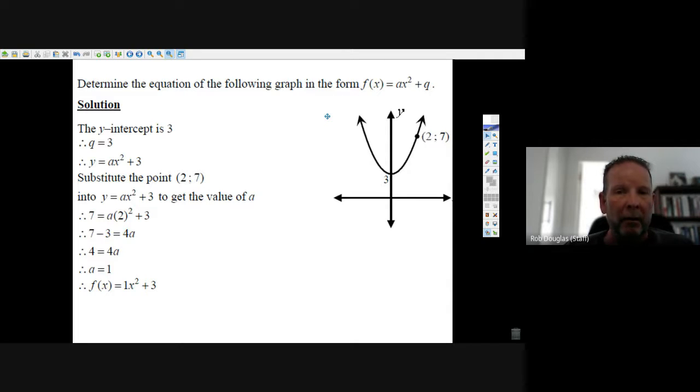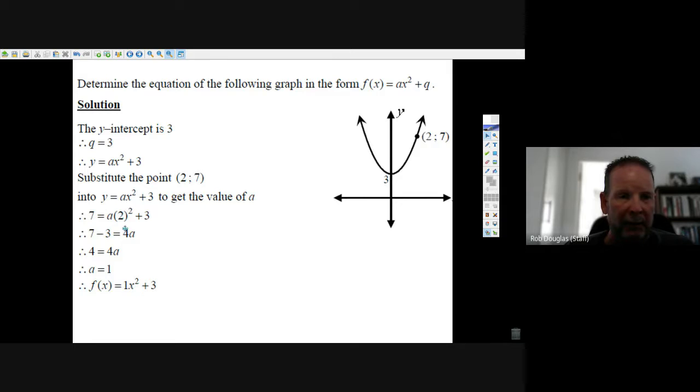Now the first thing: if x is 0, q is the y-intercept. The y-intercept's just 3 here, so I know that q is 3. I've got part of the equation figured out: y = ax² + 3. And you do just like we did with the lines. You take the x value, you put in 2 instead of x, and for the y value, you put in 7. Then you just solve this equation.